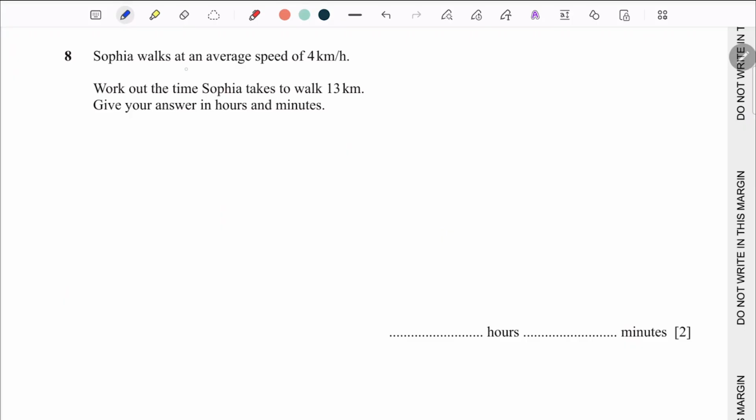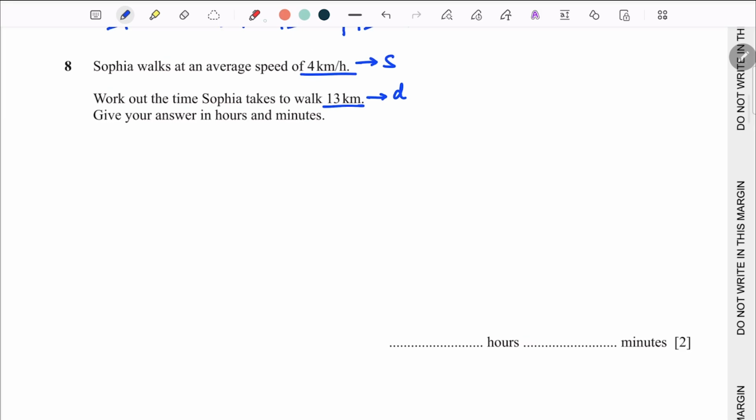Question 8. Sophia walks at an average speed of 4 km per hour. This is her speed. And work out the time Sophia takes to walk 13 kilometers. This is her distance. And we have to give our answer in hours and minutes. So basically the formula for speed is equal to distance divided by time.